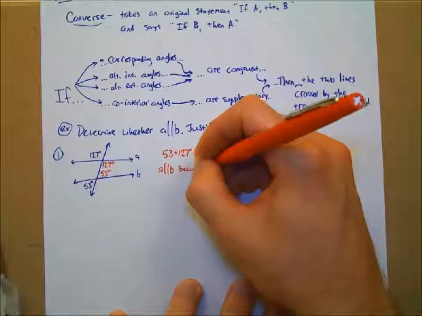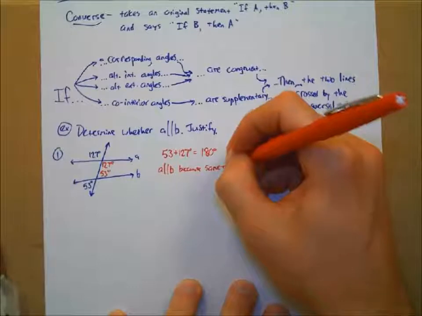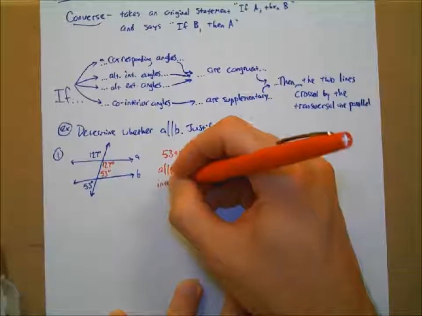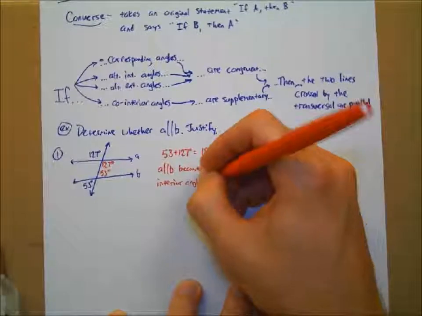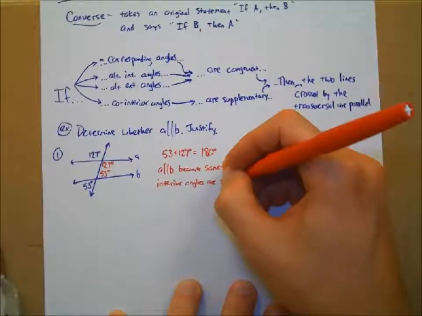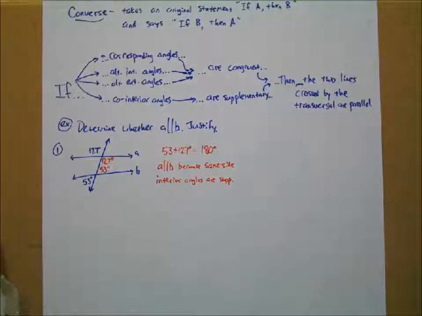So we can say, for example, A is parallel to B because same side interior angles are supplementary. Okay? That's our justification.